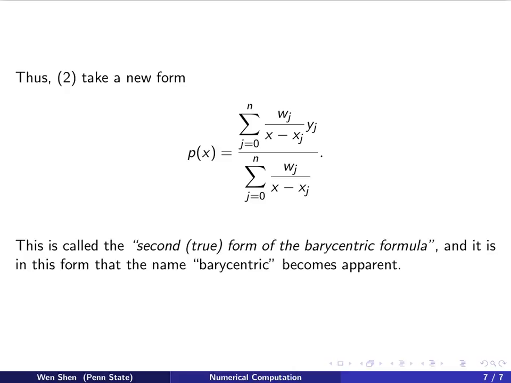Now this expression resembles the calculation of computing the barycenter of a distribution of mass. And this is also called the second and true form of the barycentric formula. And from the expression, we see clearly why the name barycentric formula was assigned to this formula.